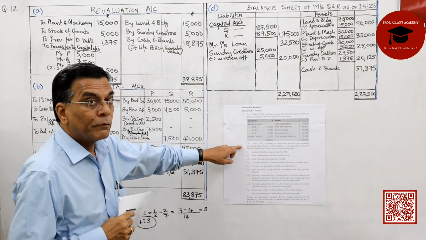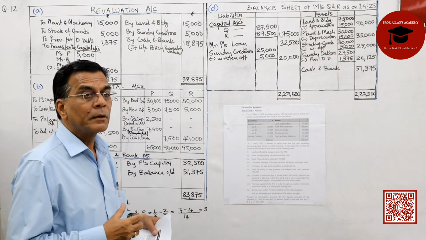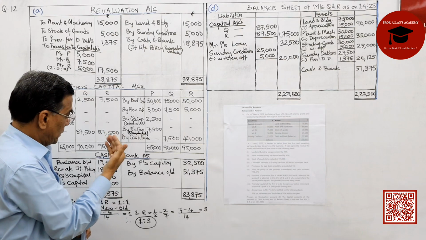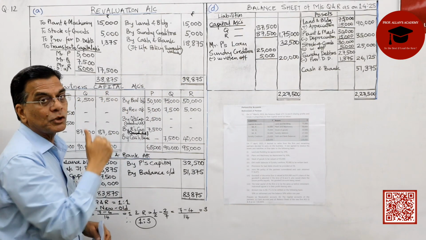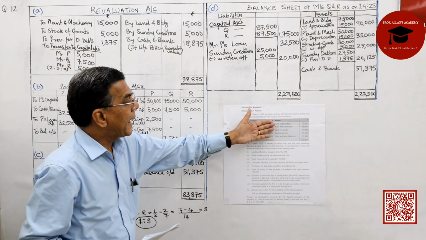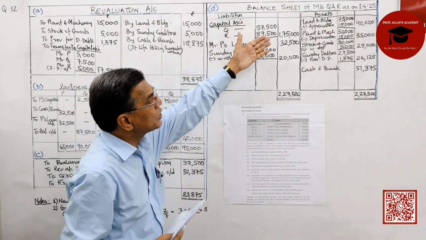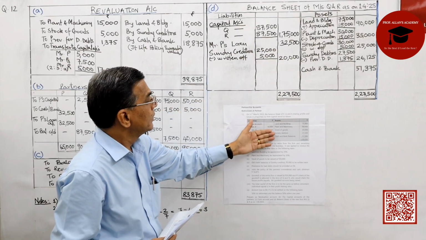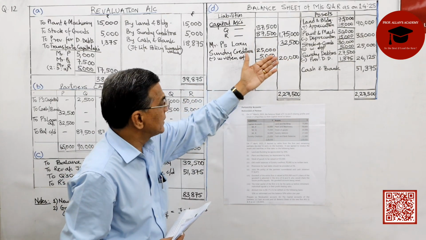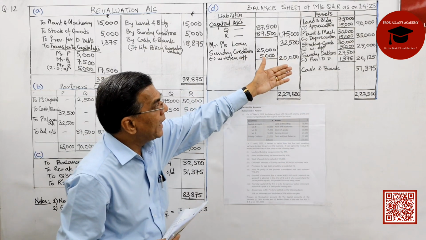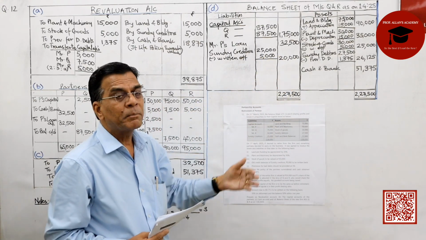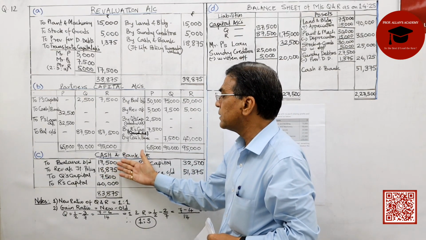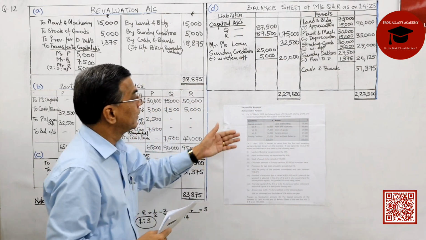Now, for this purpose of retirement, we need to prepare the revaluation account, the capital account, the cash bank account and the balance sheet. Land and building will appear in the balance sheet asset side, plant and machinery, balance sheet asset side, stock of goods, balance sheet asset side, sundry debtors, balance sheet asset side, cash and bank balance, will be recording that in the cash bank account. To balance brought down 17,500.